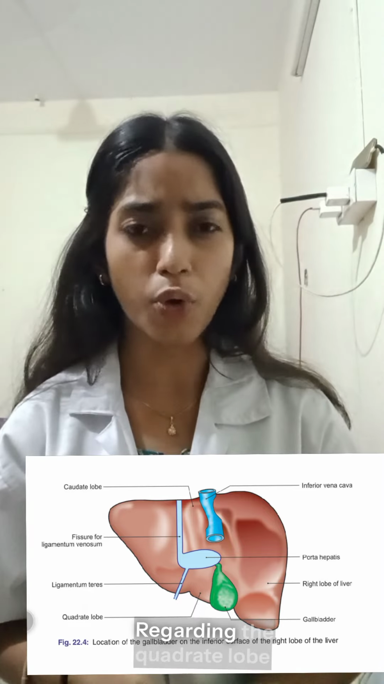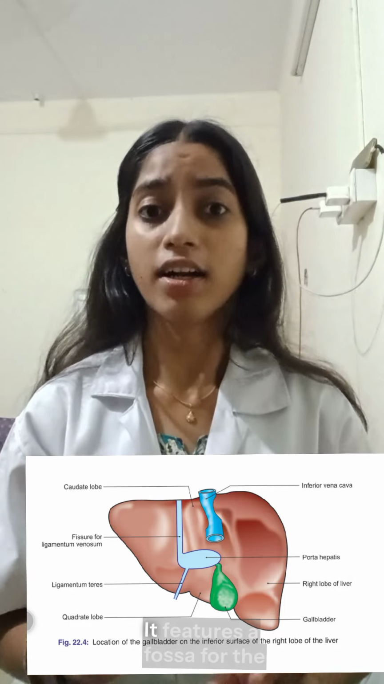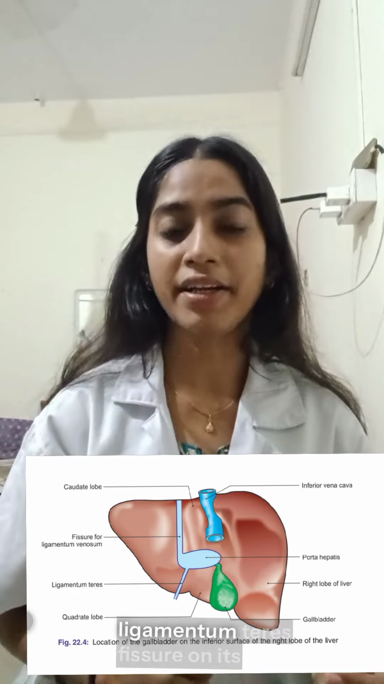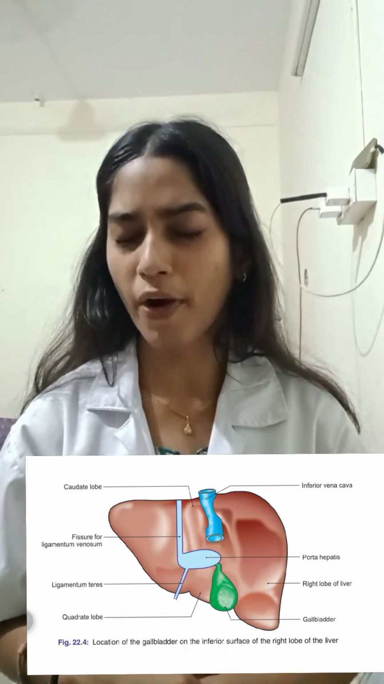Talking about the quadrate lobe, it is quadrangular in shape. It is having fossa for the gallbladder on its right side, the fissure for the ligamentum teres on its left side. The inferior surface continues with the inferior surface of the body and having porta hepatis on its posterior border.